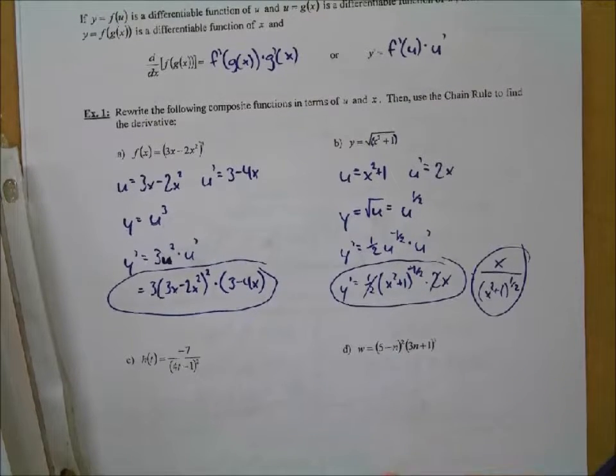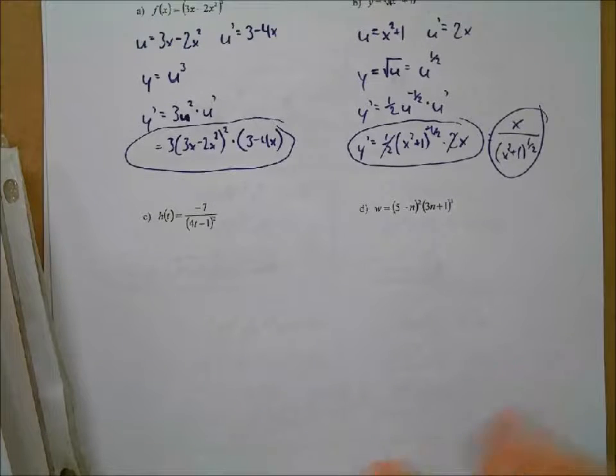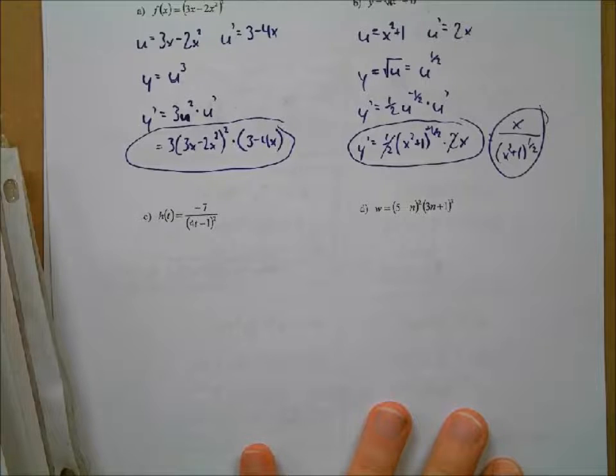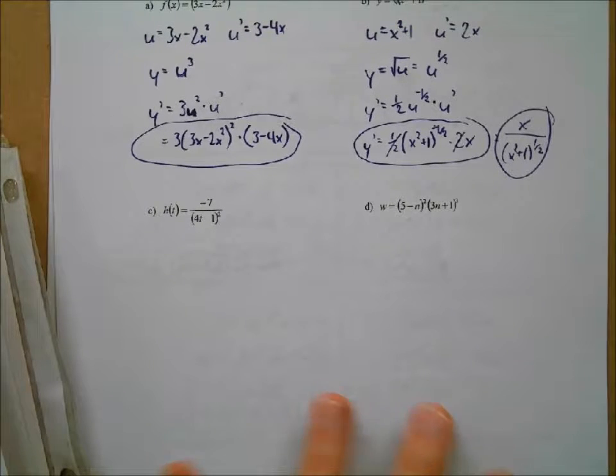Keep moving. All right, so letter C. Again, this is one we could not take the derivative of prior to what we just talked about today. We must use the chain rule here. But before we go about taking the derivative, what might be a good idea to do?